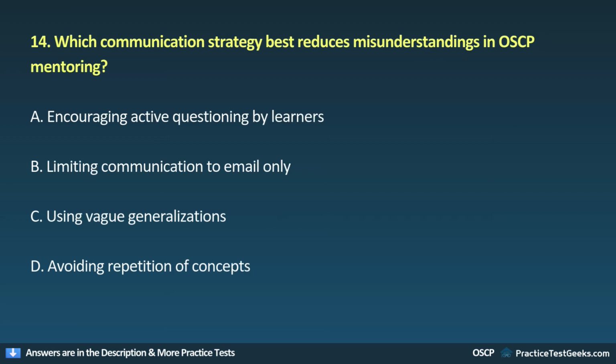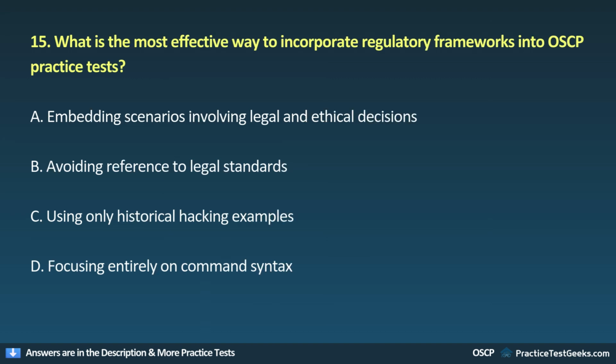14. Which communication strategy best reduces misunderstandings in OSCP mentoring? A. Encouraging active questioning by learners. B. Limiting communication to email only. C. Using vague generalizations. D. Avoiding repetition of concepts.